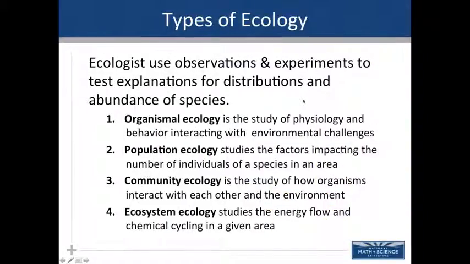So what are the different types of ecology? So ecologists look at the environment, they run experiments, they make observations, and they do this to test for distribution and abundance of species. And so there are 4 main different types of ecology. You have your organismal ecology, which really is looking at one type of organism and how they interact with their environment. You have population ecology, which is looking at the impact of the number of these species in a given area or location. You have community ecology that studies how organisms interact with each other and the environment.